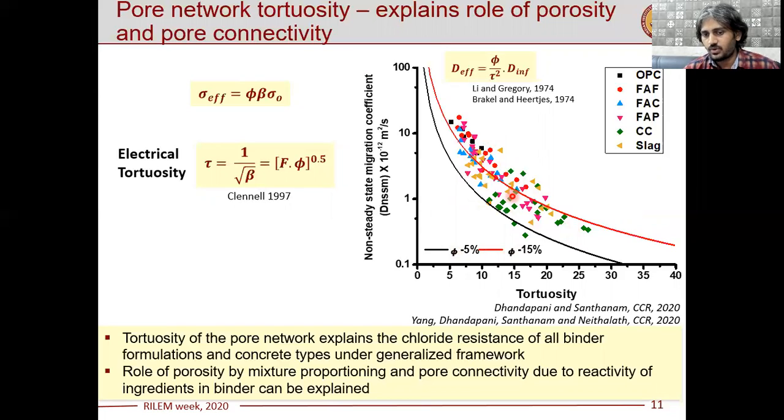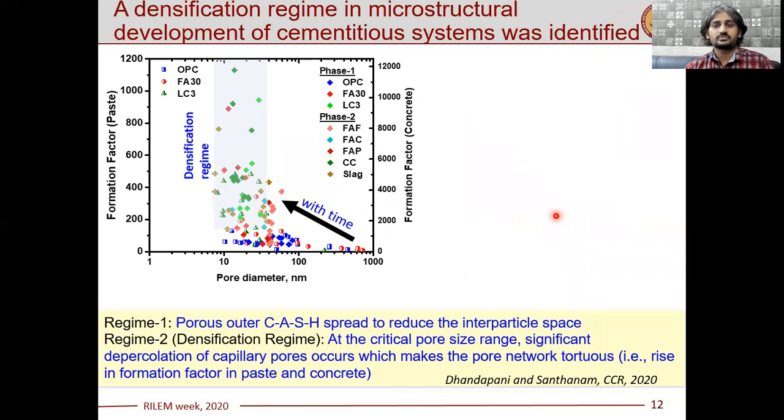This shows that tortuosity could explain chloride transport under a generalized framework where it could account for both porosity as well as pore connectivity. The role of porosity reduction by fine-tuning mixture proportioning in concrete, as well as the impact of reactivity of the material to positively improve pore connectivity, can be quite well captured using this set of results. You can see all the calcined clay systems have very low diffusivity, mainly because of the higher tortuosity factor, which is brought out by the defined pore structure developed in the calcined clay-based binders.